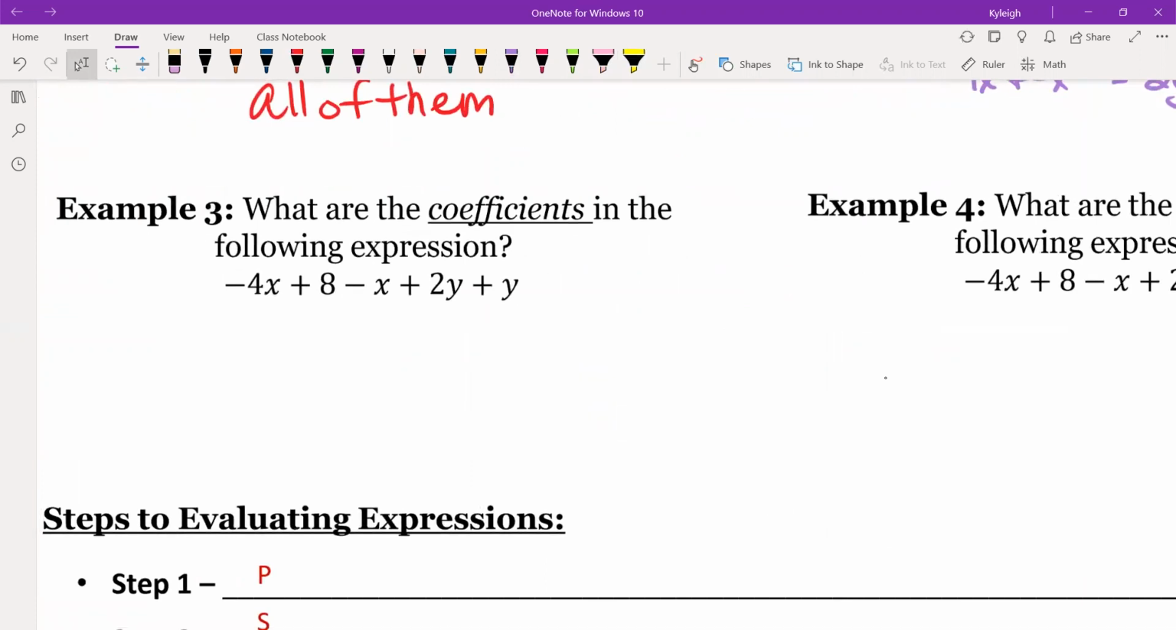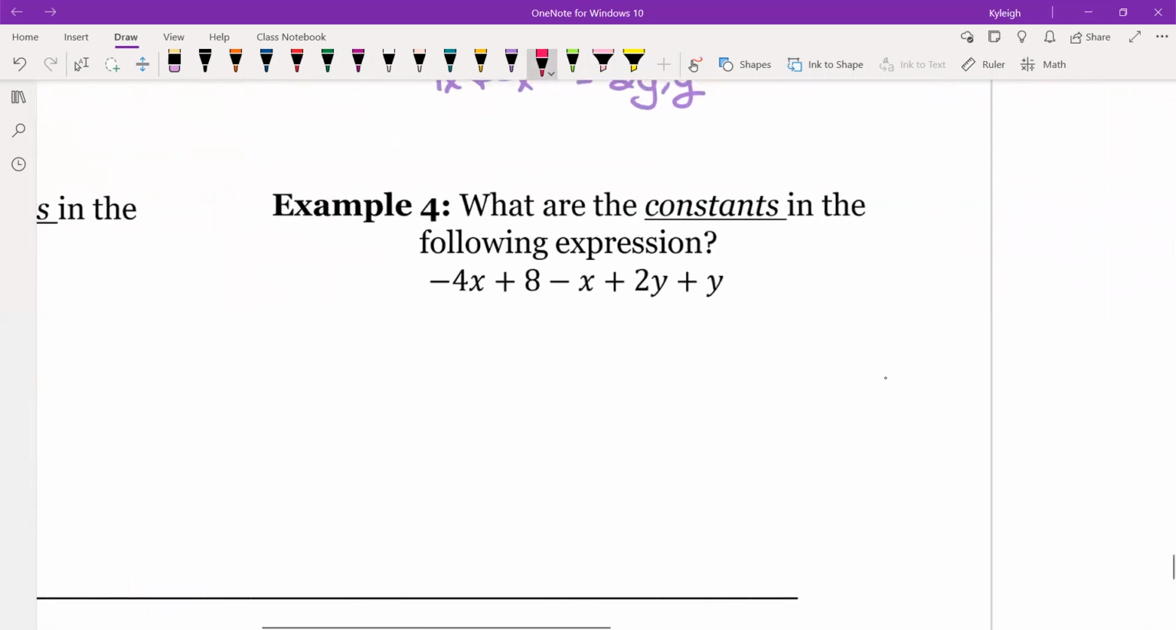All right, coefficients. Coefficients are the numbers in front of a variable. And if there's no number written, there's an implied 1. My coefficients are -4. 8 doesn't have a coefficient, -1, +2, and a +1, if we go just right in order. Constants are just numbers. So no x's, no y's, just numbers. So my constant is just going to be 8 then.